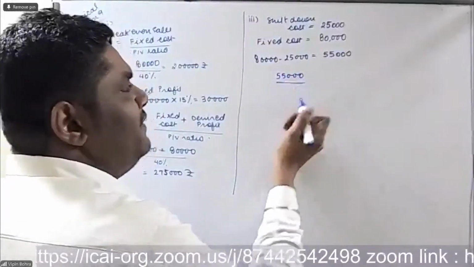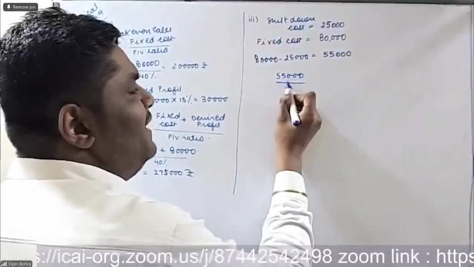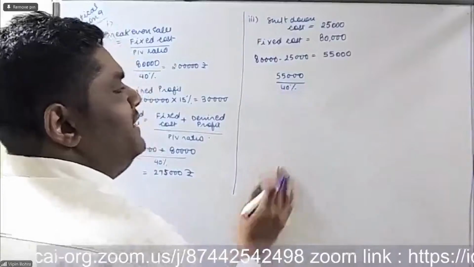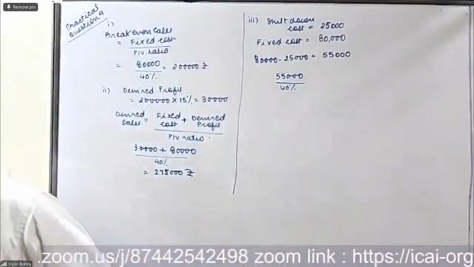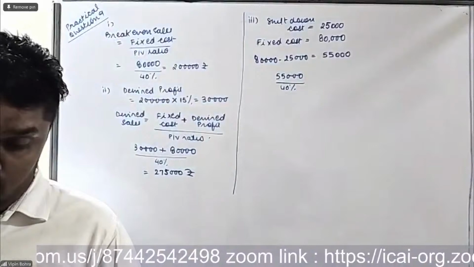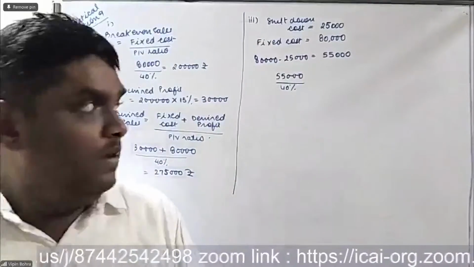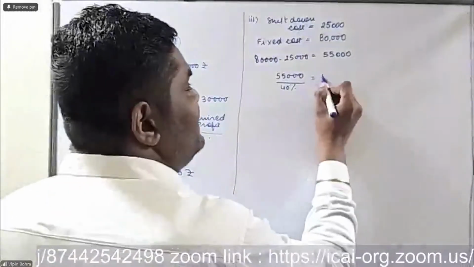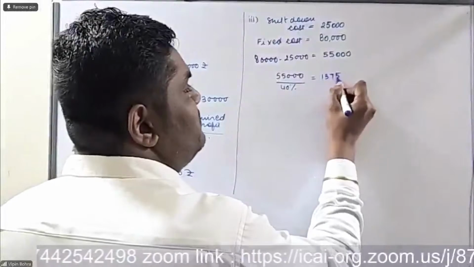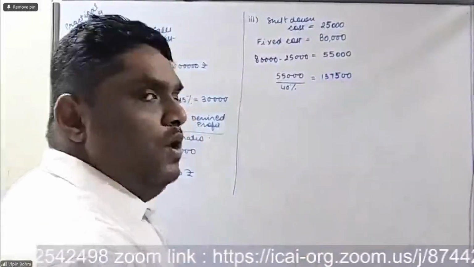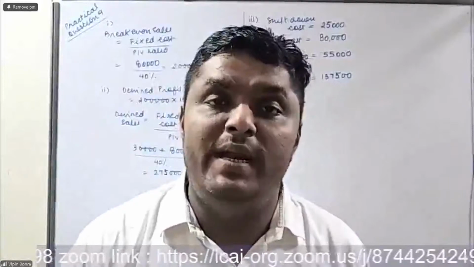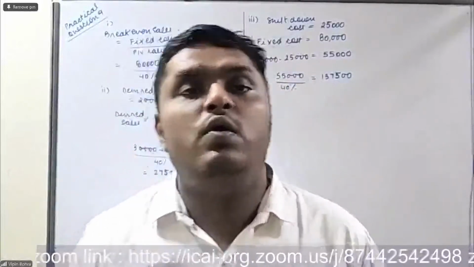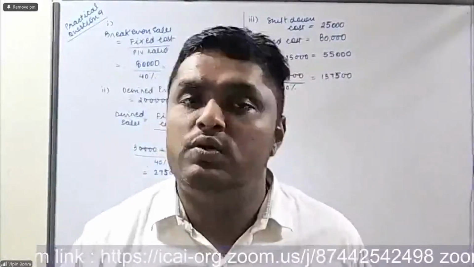So how to recover 55,000? 55,000 is my desired contribution divided by my PV ratio, that is 40%. So 1,37,500 is the sales where we are indifferent. Whether we continue or shut down the business, we will not have any gain or loss.